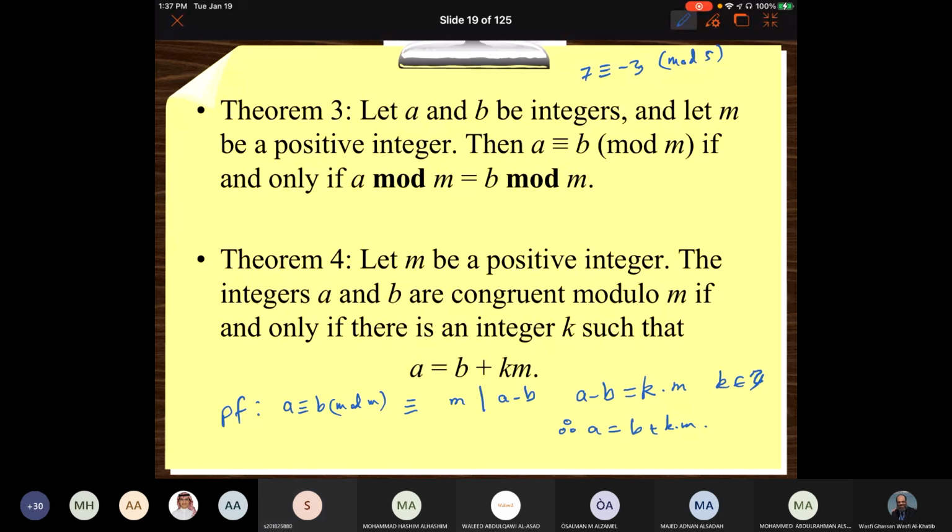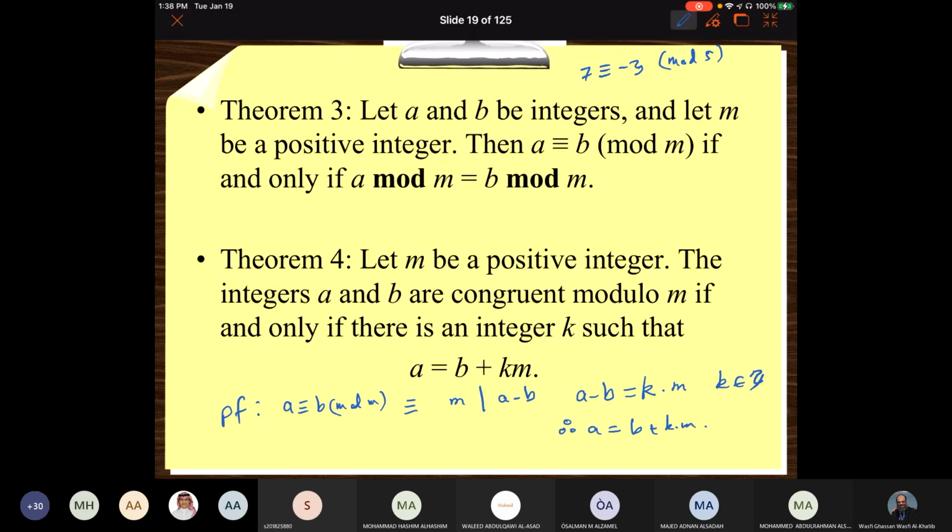Now I made the big mistake in theorem 3 by trying to prove it starting from a congruent to b mod m implies a mod m is equal to b mod m. It's actually easier. When I say a is congruent to b mod m if and only if a mod m is equal to b mod m, how can I prove it? I need to prove it in both directions, right? Unless the statements that I put are equivalent.